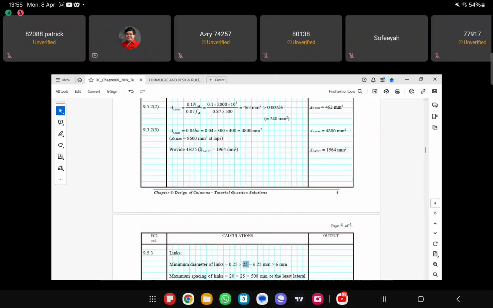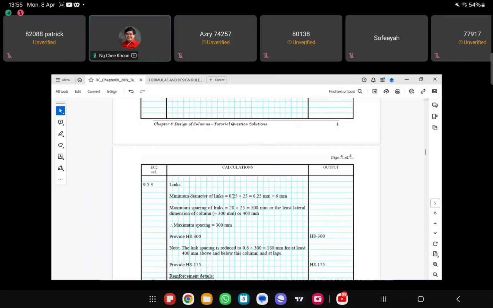So we only use one diameter size, so the larger or the smaller diameter is 25, times 0.25. Okay, so I get 6.25. So this is greater than 6 mm, so we need to provide more than 6 mm. If this is less than 6 mm, then you can use the 6 mm bars. 6 mm bars for links is the smallest.